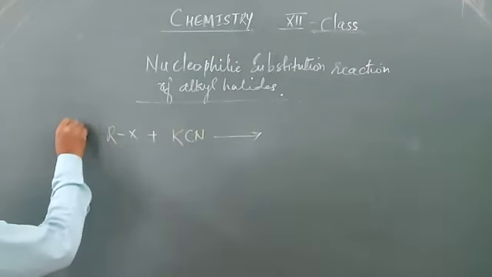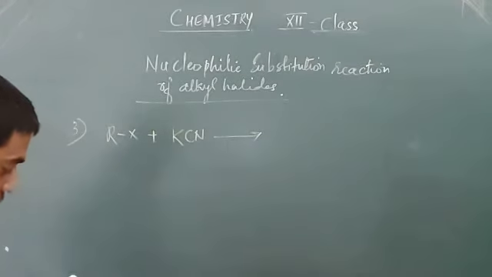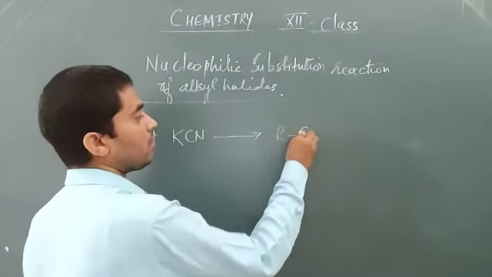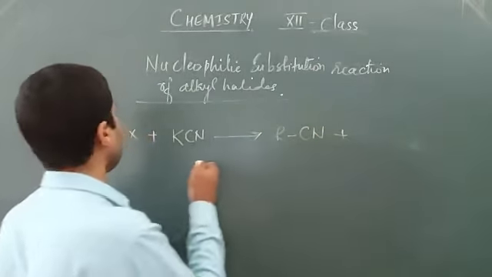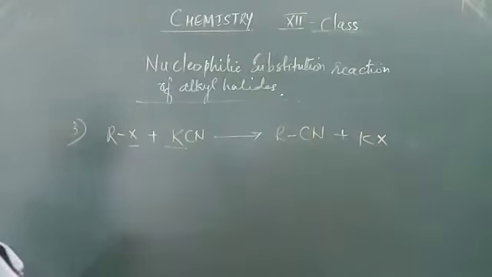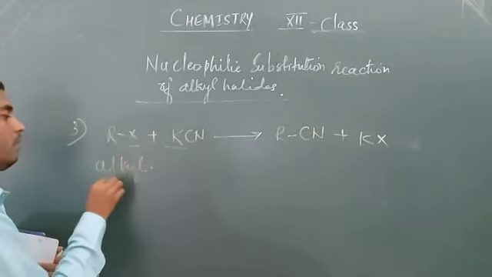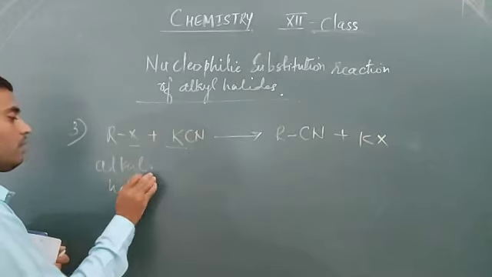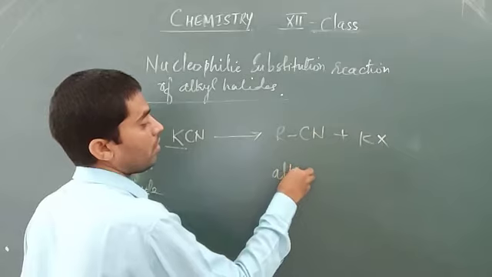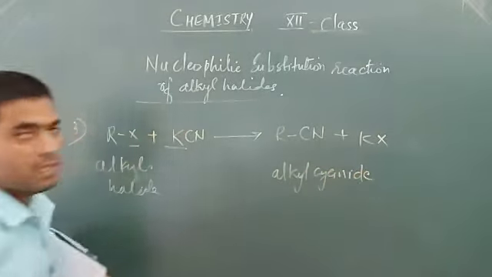Now, third method, alkyl halide on reaction with potassium cyanide gives alkyl cyanide, RCN, and remaining is what? K and X, salt of potassium. This is alkyl halide and this is alkyl cyanide.